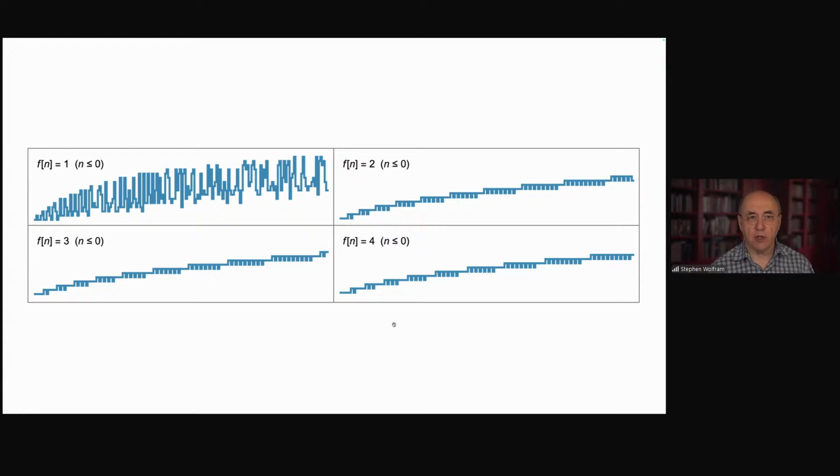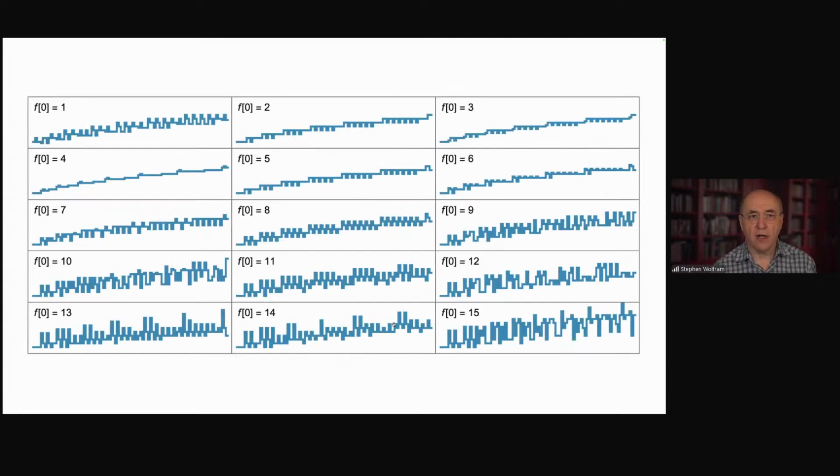With f of n equals 2 for n less than 0, we see that for small f of 0, the behavior remains tame, but as f of 0 increases, it starts showing increasing complexity. So this is the case where f of n equals 2 for all those very negative values, but then we set f of 0 separately, and this is showing what happens as we change f of 0, but leave f of negative numbers always equal to 2.